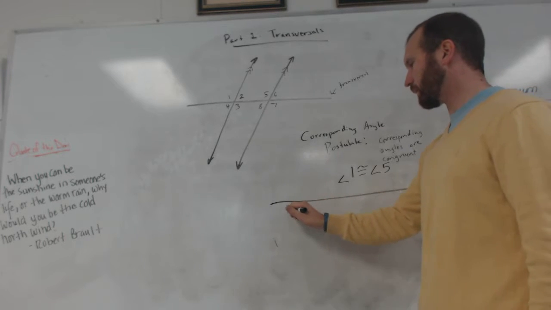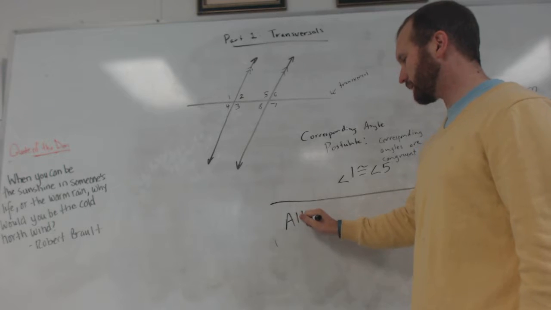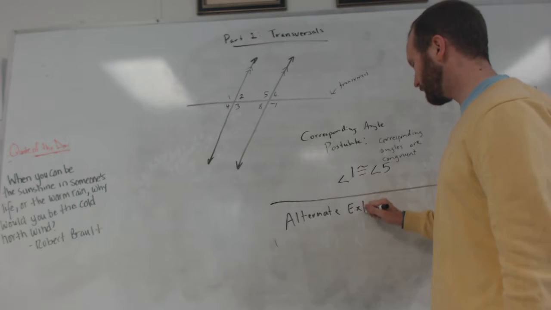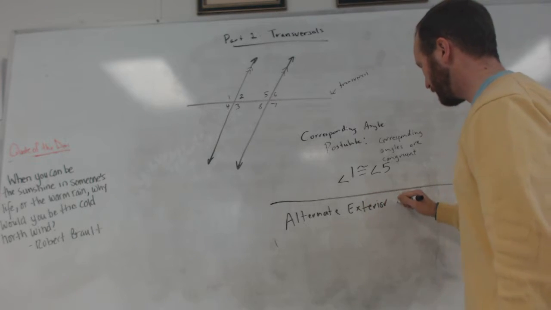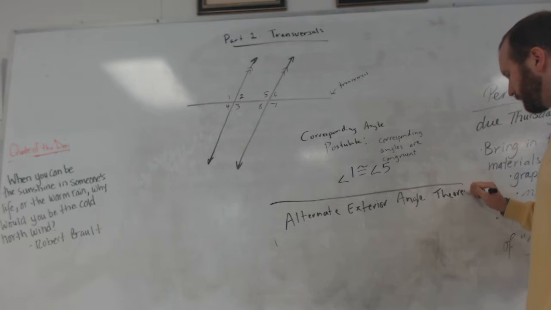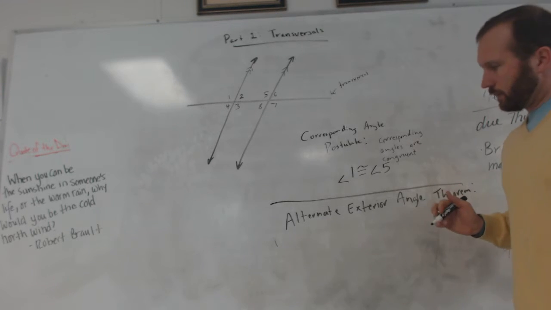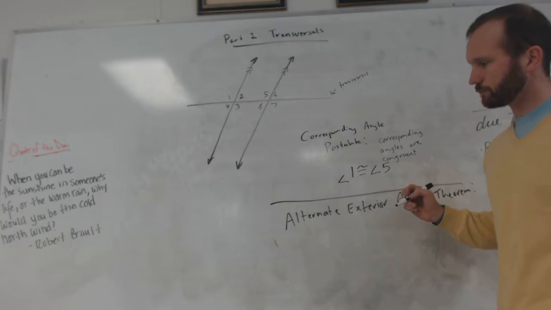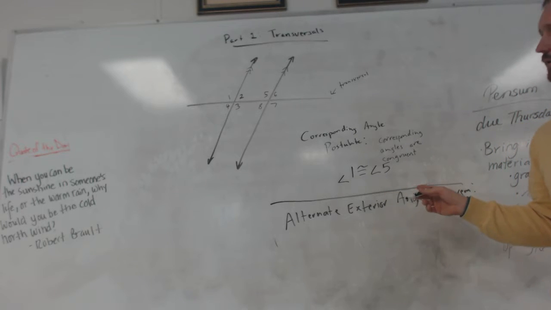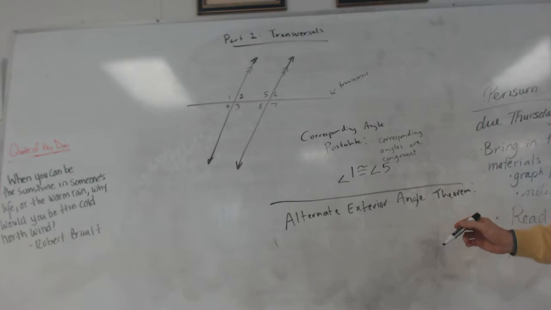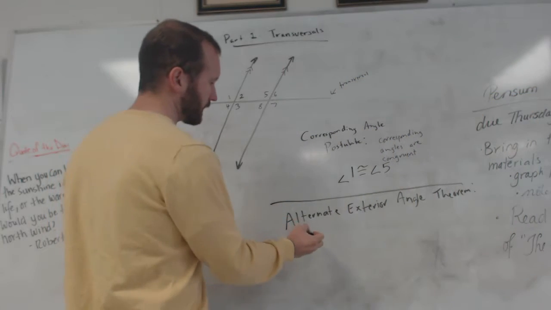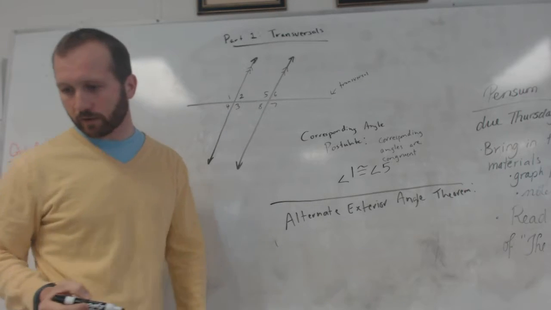So this is going to be called the alternate exterior angle theorem. Because if you move them, they would be vertical. And this proof is one of the shortest proofs you'll ever do. Okay? So the alternate exterior angle theorem says that, we're going to give these names. What did I call them?